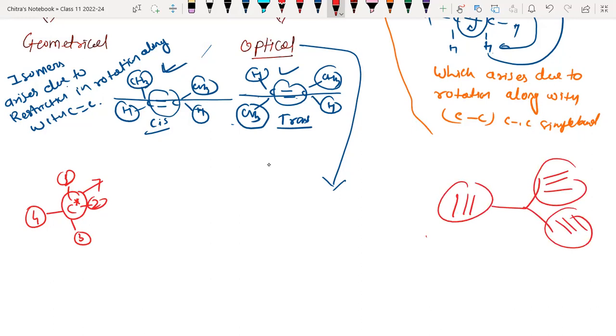If they rotate in the clockwise direction, they are called dextrorotatory. If they rotate in the anti-clockwise direction, they are called levorotatory. So dextro and levo are the two types of isomers we have. It is due to the difference in behavior of the compound towards plane polarized light. How do these optical isomers arise? I'm writing here: isomers.